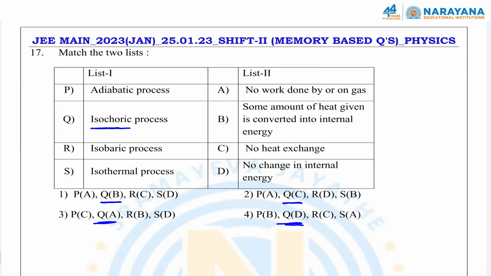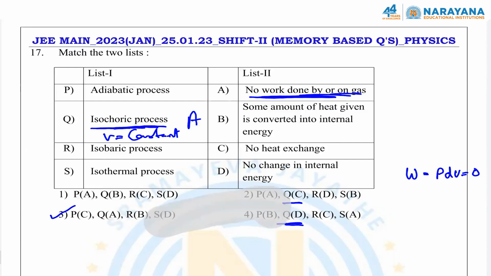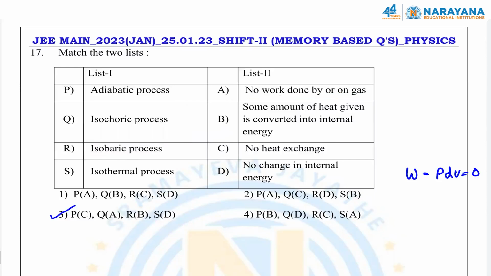So let's go for isochoric process. So let's match it up. Isochoric process means volume is constant, and if volume is constant then dV is 0 and work done is P dV, which is 0. So this should match with A. So Q should match with A, and therefore I know that third must be the correct answer. Still, let us verify others. This is just for the examination hall. When you are in examination hall, you can save your time by looking at this.